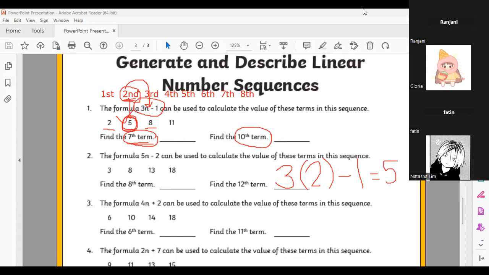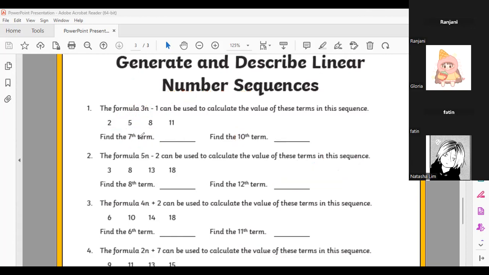All right, I'll explain again. To find your 7th term, all you need to do is put that 7 into your n. n means the term. What term you want? So 3n means 3 times 7. So put the 7 in the bracket. So that means it's 3 times 7 minus 1. Can you work out the calculation and tell me what's the answer? What is 3 times 7 minus 1? Put in chat.